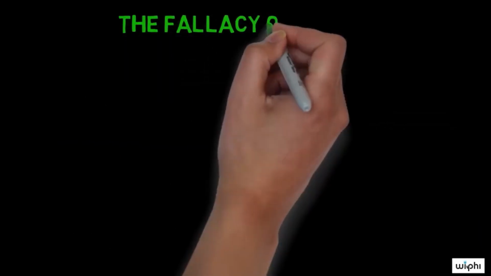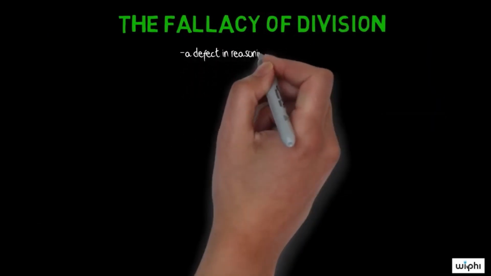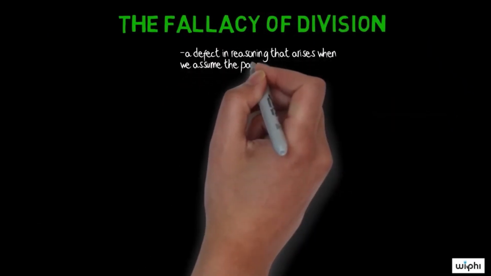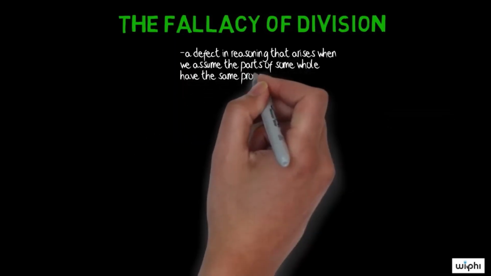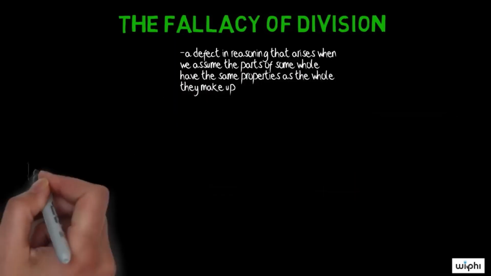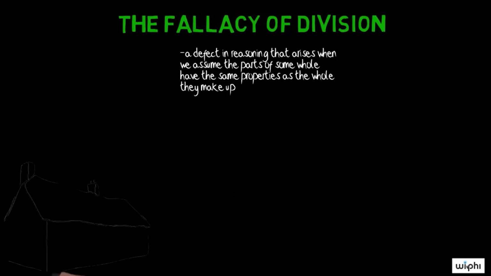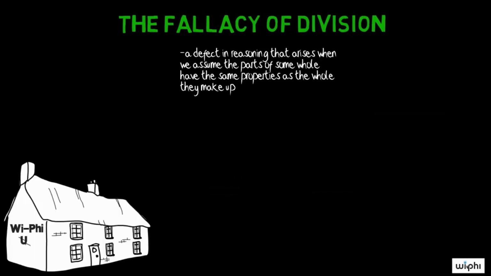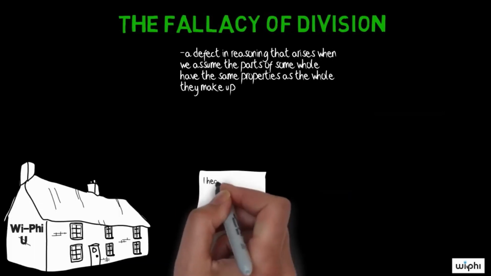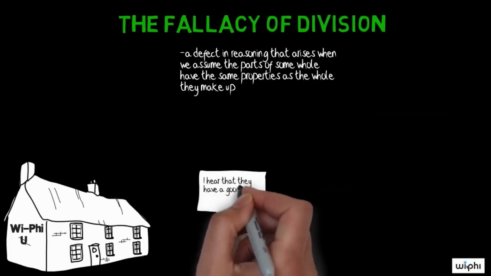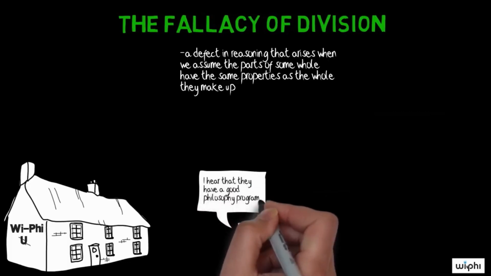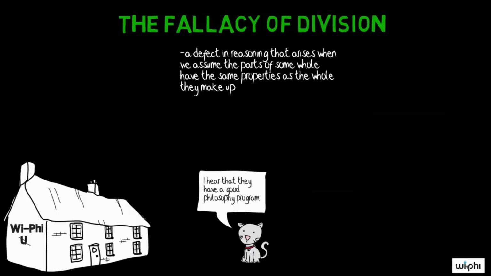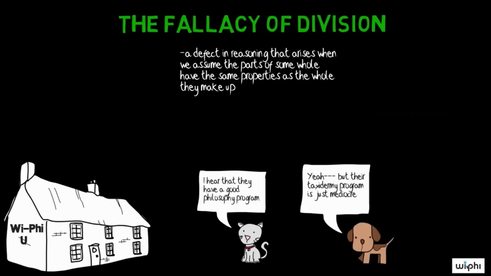The fallacy of division is a defect in reasoning that arises when someone infers that what is true of something must also be true of that thing's parts. So the fallacy is kind of like saying that because a university has some qualities, then all of that university's departments must also have those qualities. And that's a fallacy because even if a university is good all around, it doesn't necessarily mean that the university has a good taxidermy program, for instance.